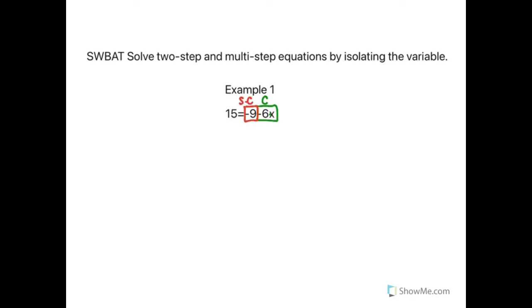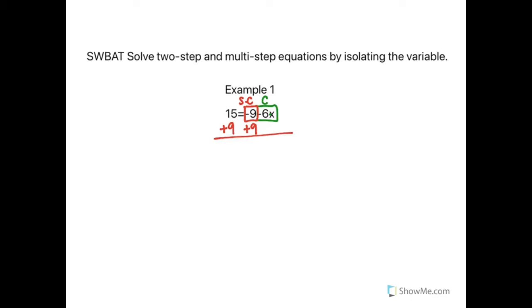Now that I know who my couple is and who my side chick is, I can go ahead and start moving things around. And remember, we move things around by using our inverse operations. The first thing we're going to move to the opposite side is this negative 9, our side chick. Since it's a negative 9, we want to do the opposite operation of minus, which is adding 9 on both sides.